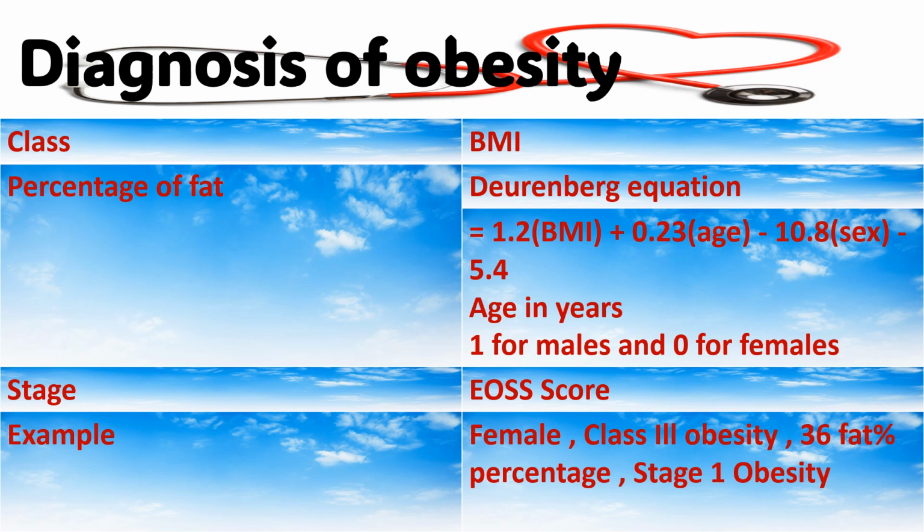Finally, the stage of obesity using the Edmonton Obesity Staging System. And here is an example: female patient, class 3 obesity, 36 fat percentage, stage 1 obesity.